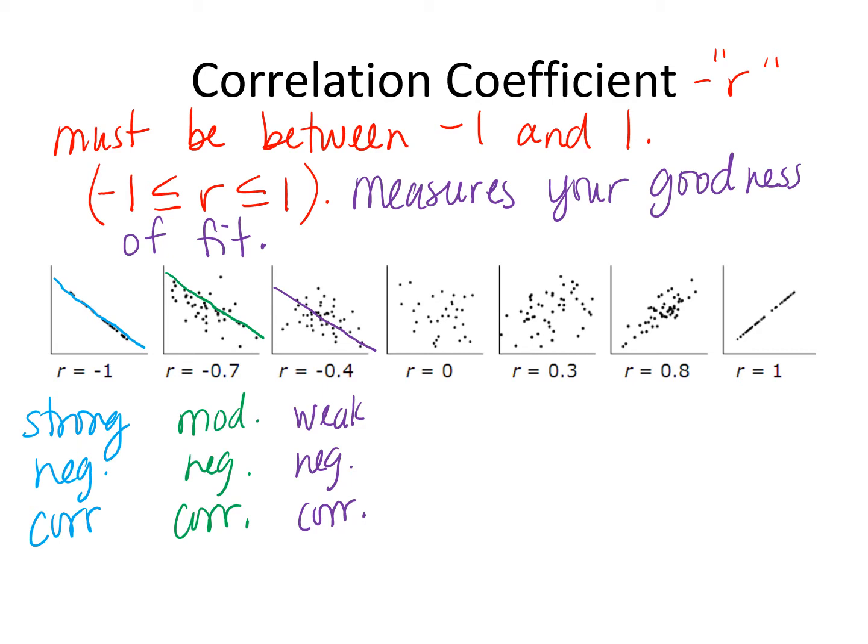And then as we saw earlier, that middle one where there's just dots all over the place, this is an example of no correlation.